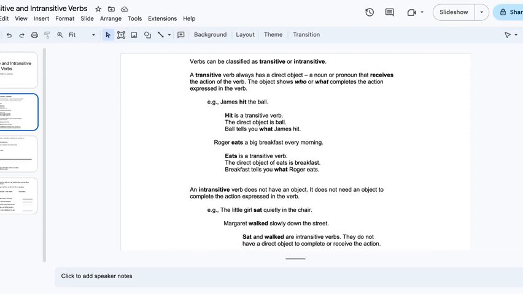Roger eats a big breakfast every morning. Eats is your verb, and then you're going to ask who or what does Roger eat? And the answer is breakfast. So again, eats is a transitive verb.